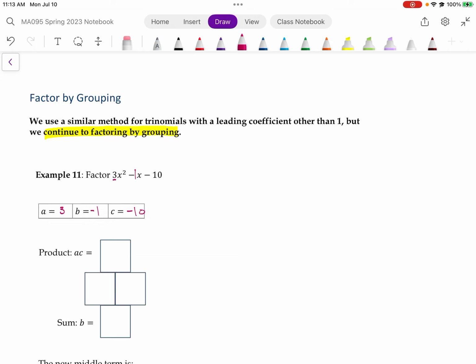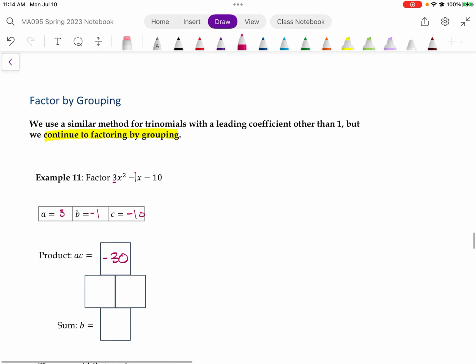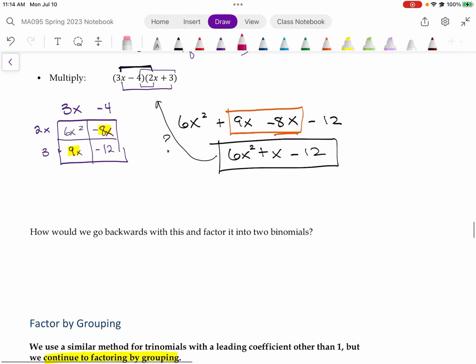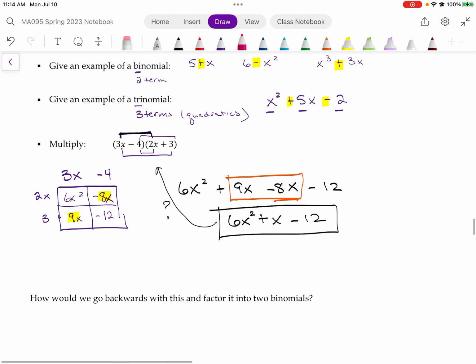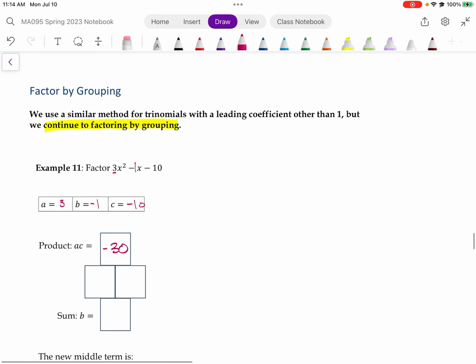The product AC is going to be 3 times -10, which is -30. Before, A was always 1, so we didn't really have to do much. But I set this up so that it's the same steps at this point, so that AC is always AC. But now you have to take into account that the A value is not 1. The sum of the numbers, like we just saw where I boxed it in orange, is going to be the number in the middle, -1.